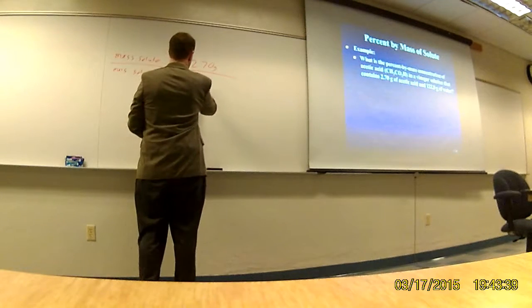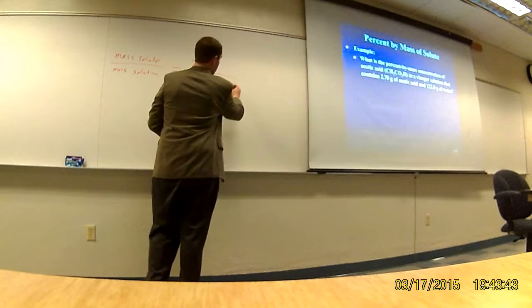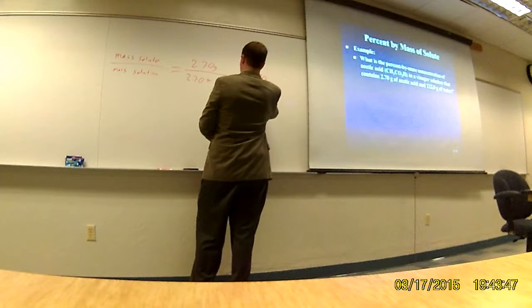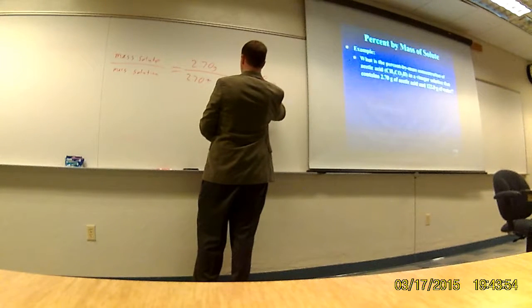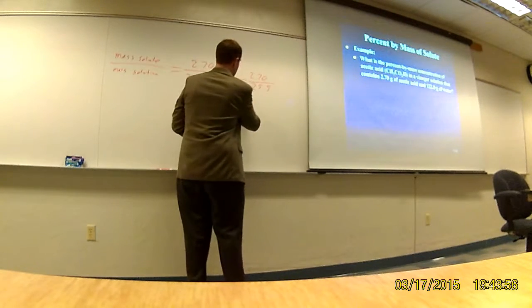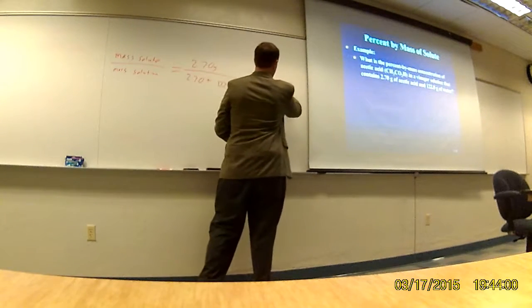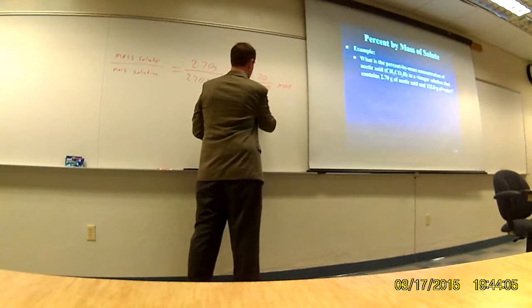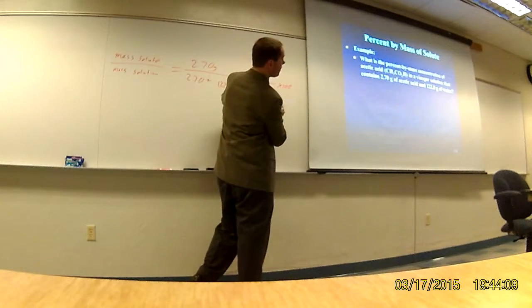So it's 2.70 plus 122.8 equals 125.5. So 2.70 over 125.5 equals what? Don't forget times 100. 2.15%. 3 sig figs? 3 sig figs.